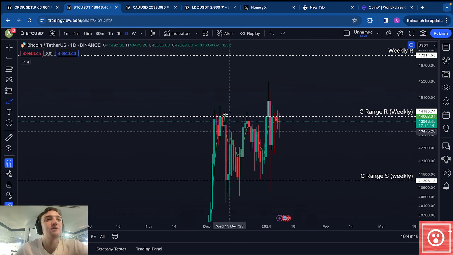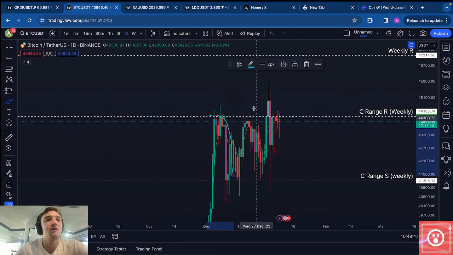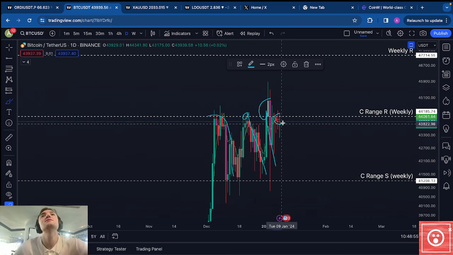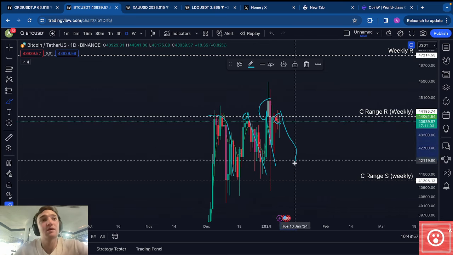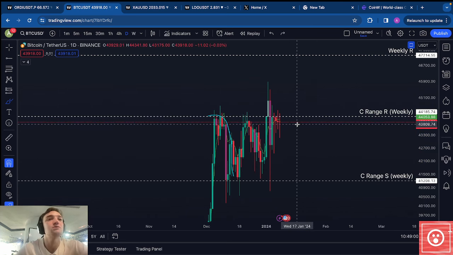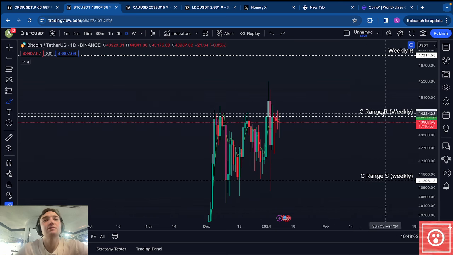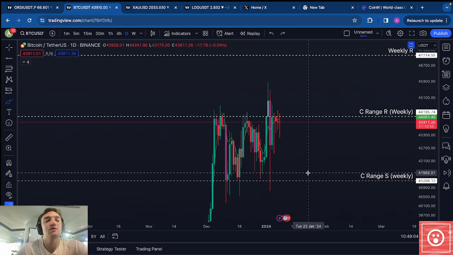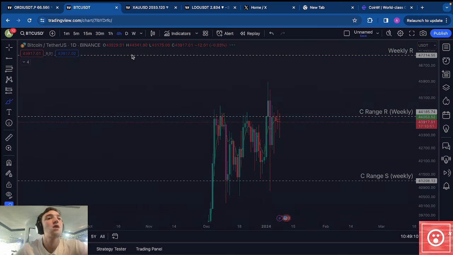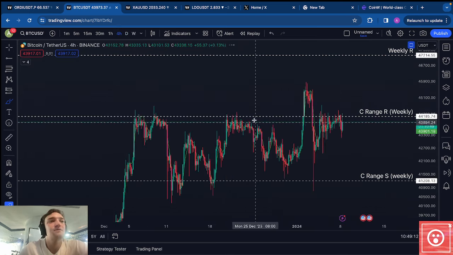Because every time we tap into this level here, what happens? It comes all the way down. Every time we tap into this level, it comes all the way down. We broke through here, but we came all the way down. Right now we're retesting this level, but we're most probably going to come back all the way down to 41,200. Important to note that. So our daily resistance is here, and our daily support is here, exactly the same level as our weekly. Important to note that. Go down to the 4-hour time frame, same thing.